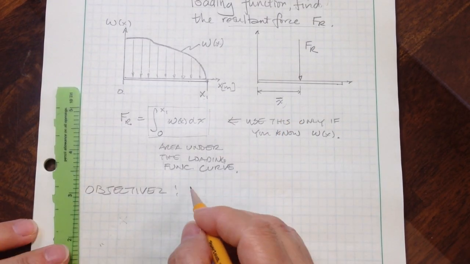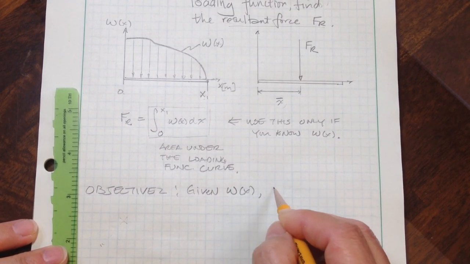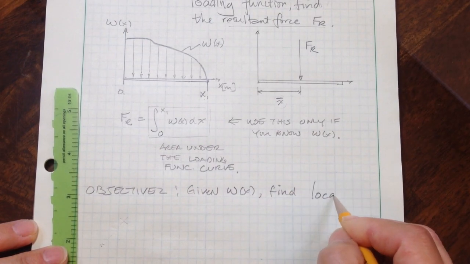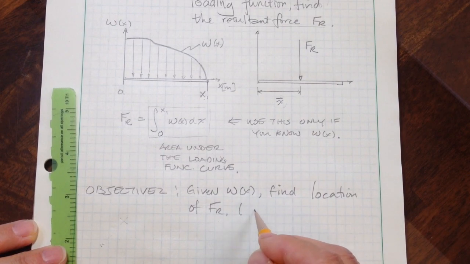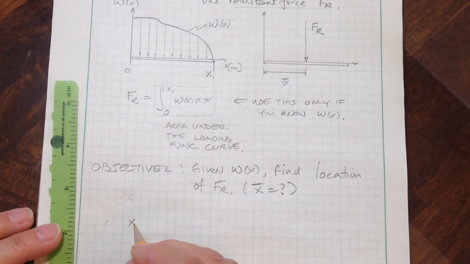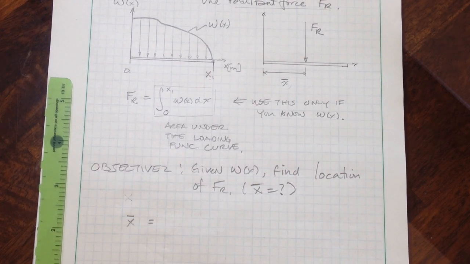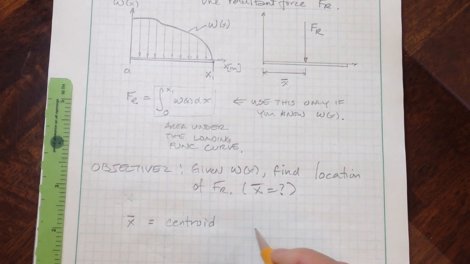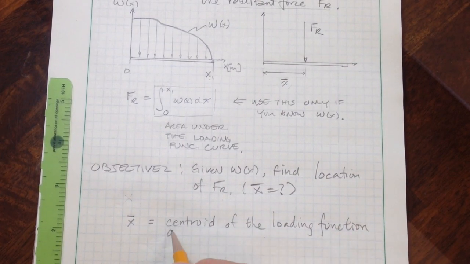Objective 2. Given W of x, find the location of Fr. That is, we need to know what x bar is equal to. To do that, you're going to use this equation, and I'll now define what x bar means. It is the centroid of the loading function area.